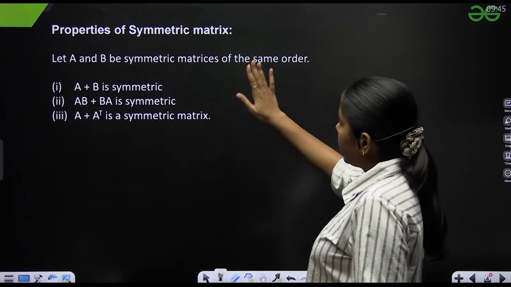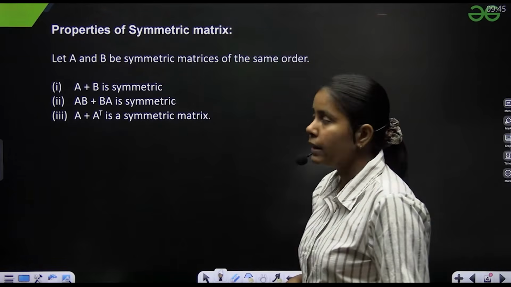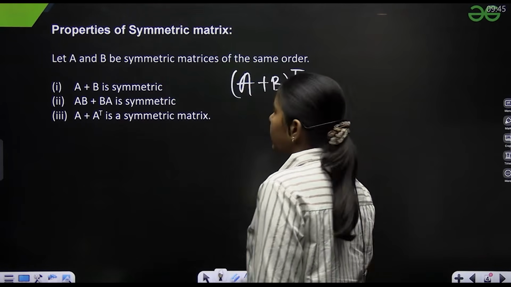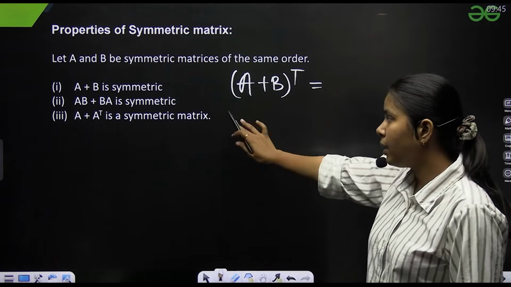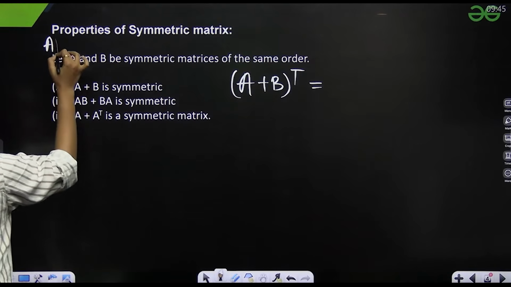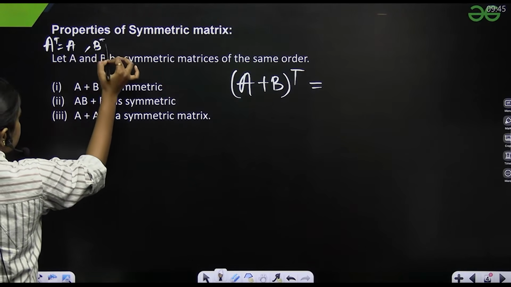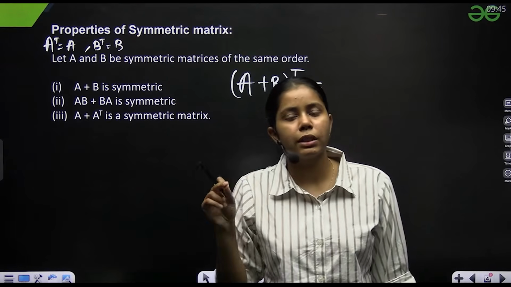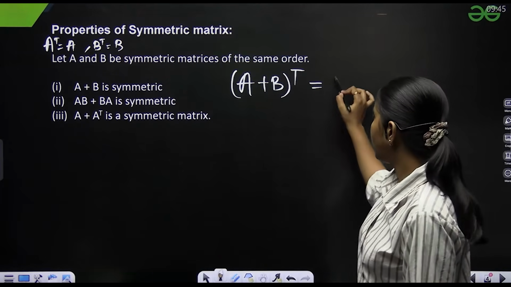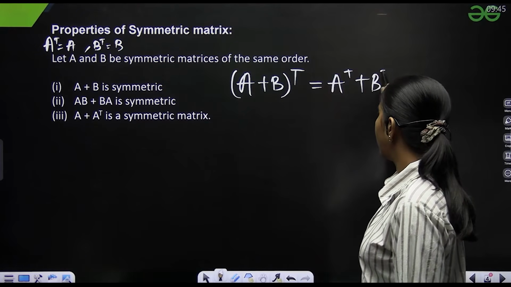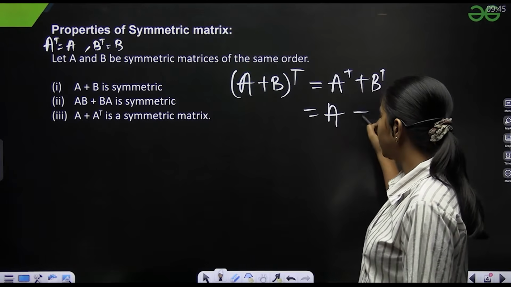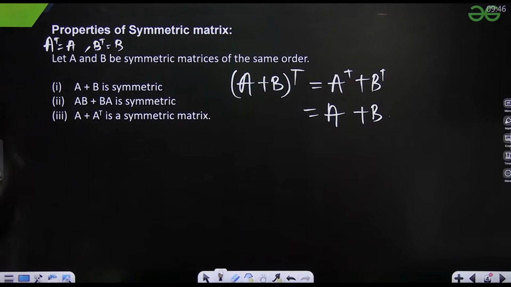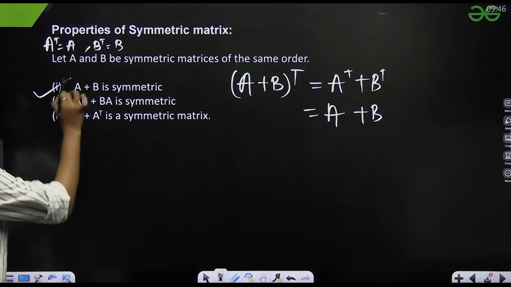The question says, let A and B be symmetric matrices of the same order. Then they are saying A plus B is symmetric. To check this, I'll take the transpose of A plus B. A and B are already symmetric, that is A transpose is equal to A and B transpose is equal to B. We know that A plus B transpose is equal to A transpose plus B transpose, and A transpose is A and B transpose is B. If you do not know the property and just have to choose the correct option, you can check by yourself. So the first option is correct.